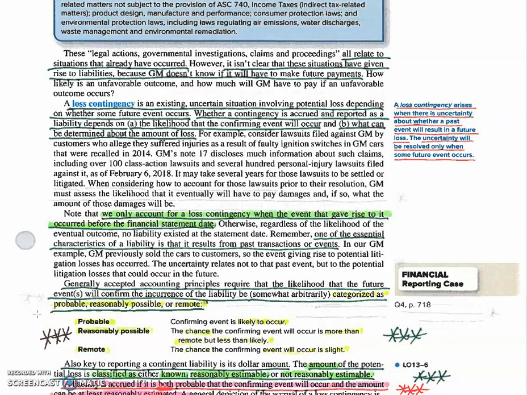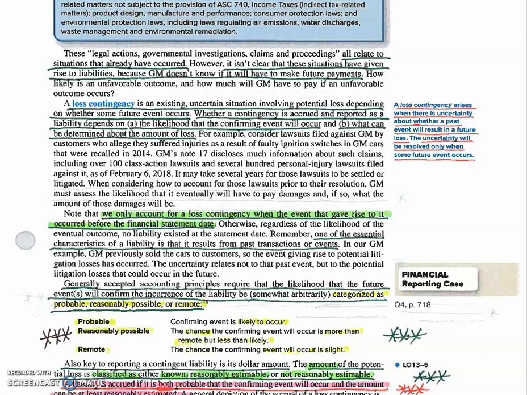Now, quite commonly, you can estimate the liability within a range. So let's say we think it's probable we'll have a loss, but we don't know what the loss will be, but we estimate it will be in the range of $200,000 to $300,000.